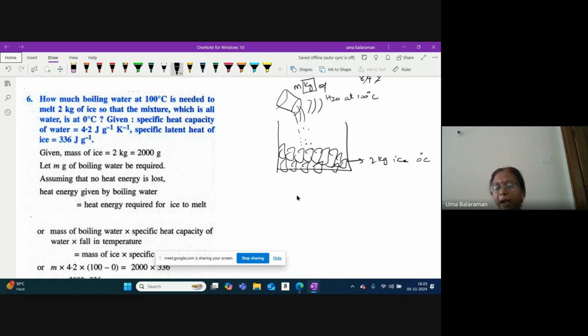So we are adding enough water to just melt the ice. m kg of boiling water we are adding. Immediately the 2 kg of ice melts and the final temperature is 0 degrees. At the end, we have 2 kg plus m kg of water at 0 degrees Celsius.